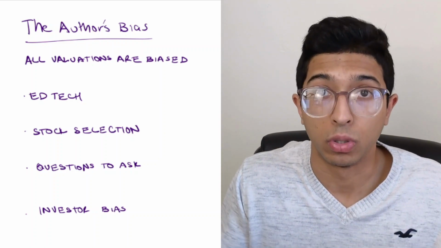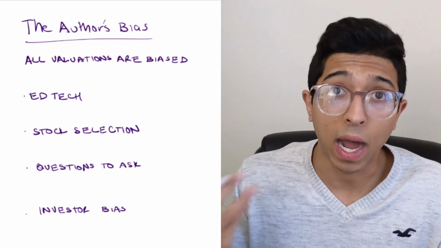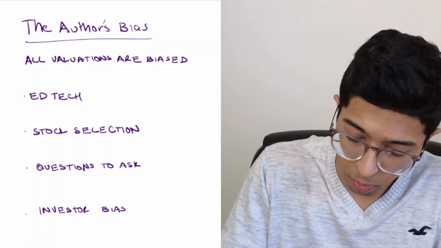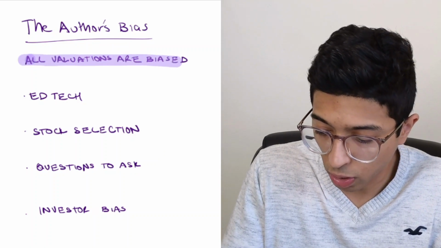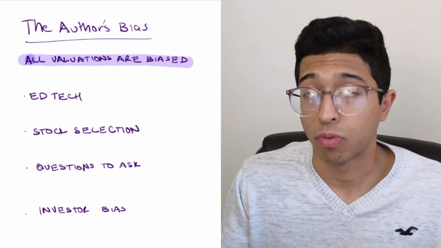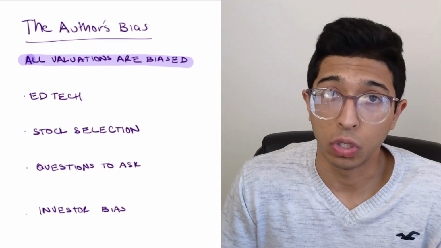Whenever you're producing, in the case of finance, you're making a model, there's going to be some sort of bias, and that bias starts really early on. So it's really important to understand that all valuations are going to be biased for some reason or the other, right? When I wrote this report this week, this article, I talked about a company called 2U.